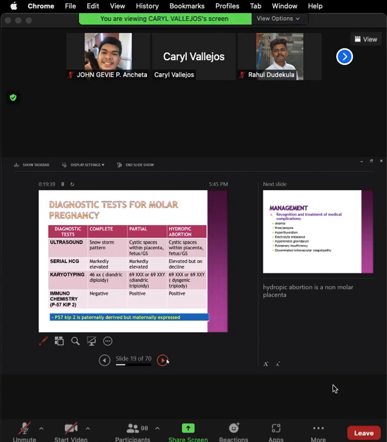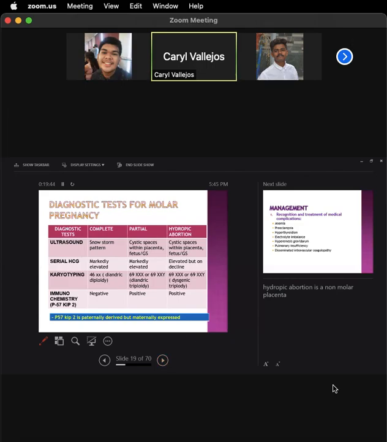So for the ultrasound, we have this snowstorm pattern or honeycomb appearance in your complete hydatidiform mole. For partial, there is a fetus within a placenta with cystic spaces. The hydropic abortion is a non-molar placenta. This is just a normal abortion. For the serial beta hCG, all are markedly elevated except for your abortion, which is elevated but on decline.